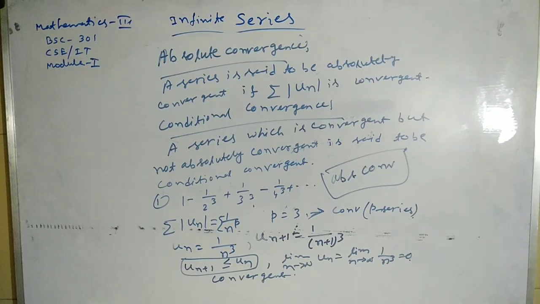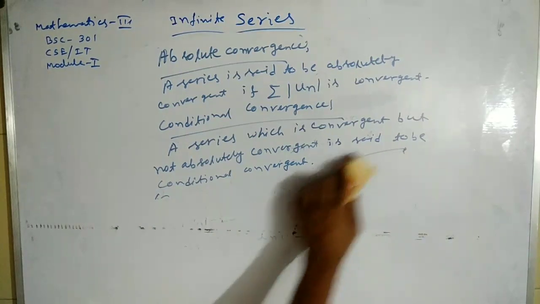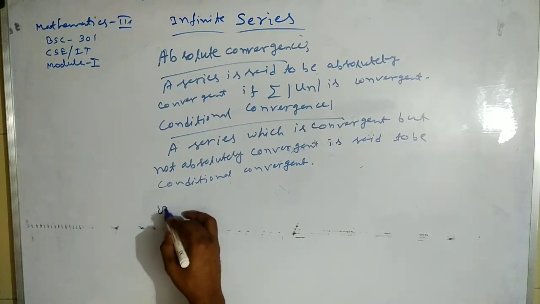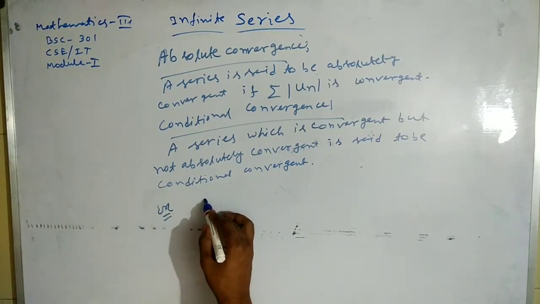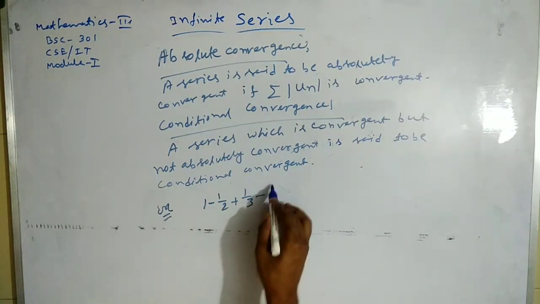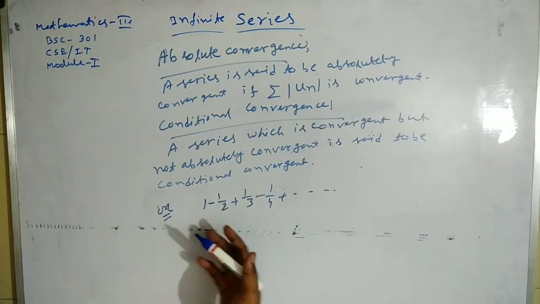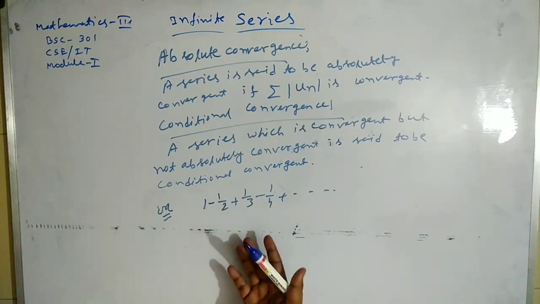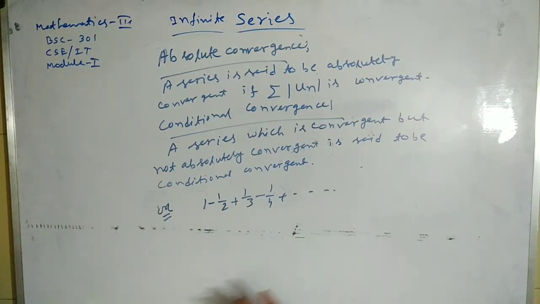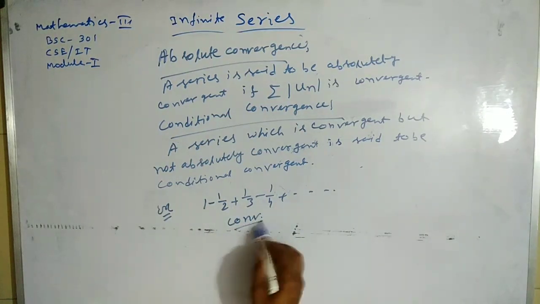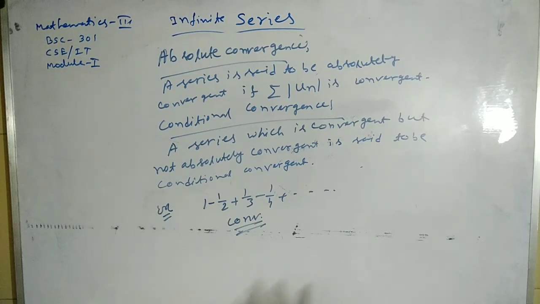Okay, now I will take an example for conditional convergent. Let us take 1 minus half plus 1 by 3 minus 1 by 4 plus dot dot dot. When we were discussing Leibniz test, I have already checked the convergence of this series. So applying Leibniz test, we saw that this series is convergent, according to Leibniz test, this alternating series.